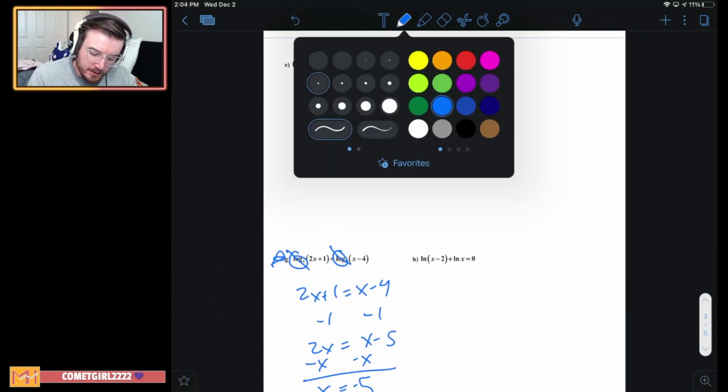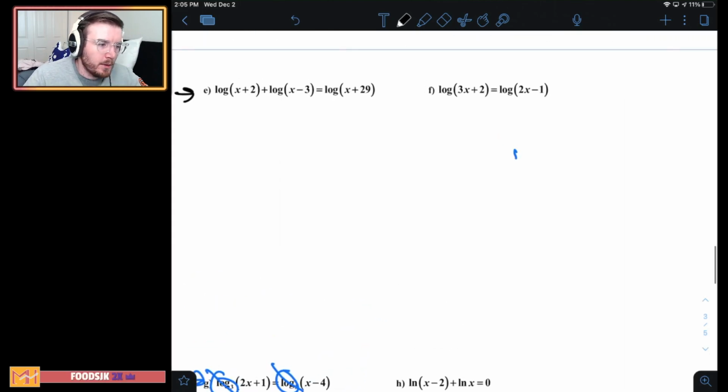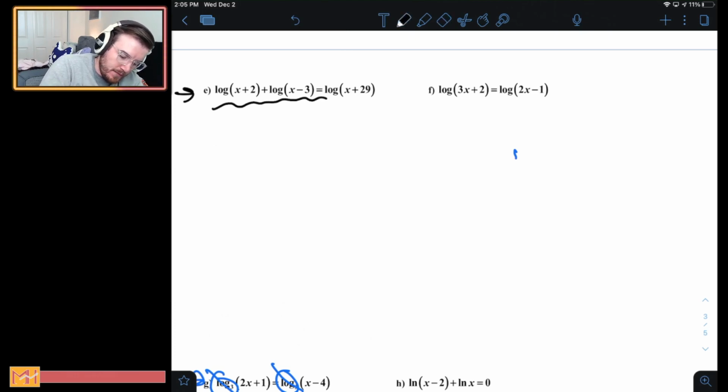Let's take a look. This one looks messy, eh? This one looks interesting. What do you think we're going to do here? I'd love you to think about that, and maybe pause and think about this. Well, this is another property that we've seen before, right? Adding logarithms means that you can multiply their insides together, right?